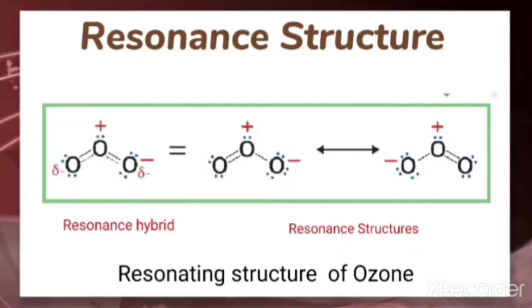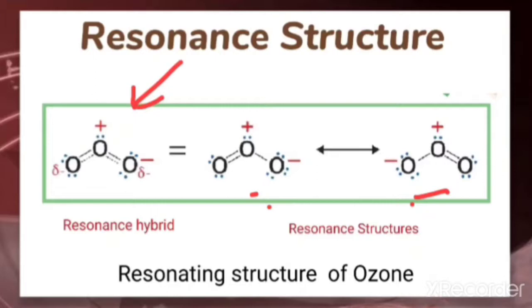We already discussed the resonance concept in the chemical bonding chapter. So here the ozone molecule can be represented by two structures, and these are called resonating structures. The actual molecule's behavior cannot be explained by either of these structures, but it can be explained by the hybrid of these two structures, which is called the resonance hybrid. This phenomenon is called resonance.